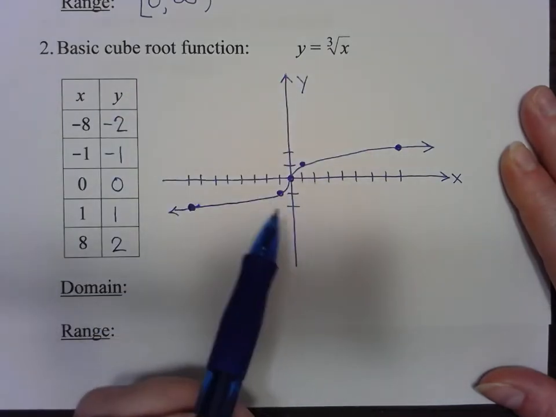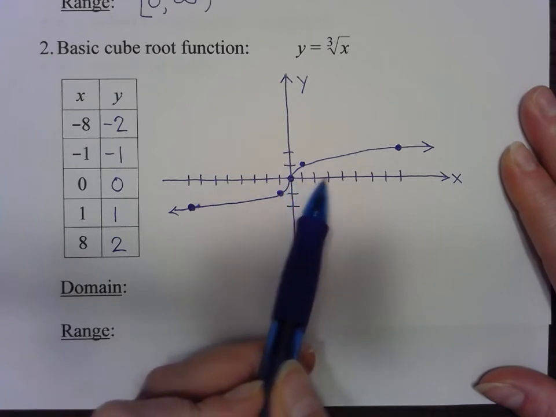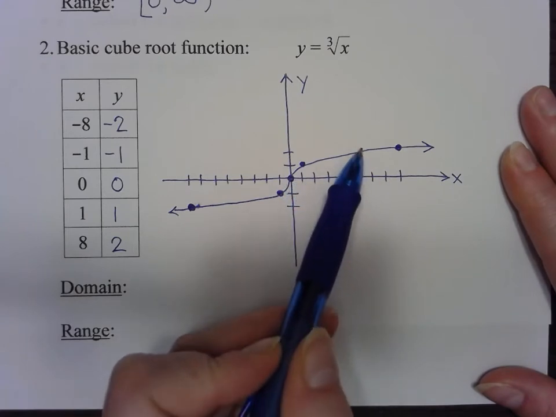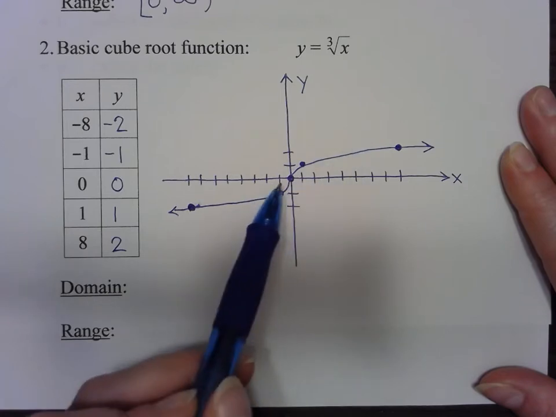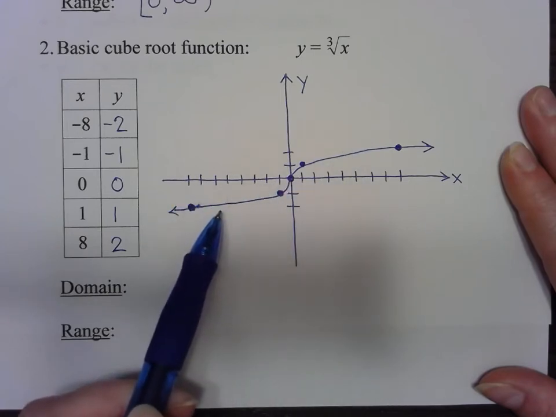This does show that idea that a cube root maintains its sign. So if I put in a positive x, I get a positive y value up here at the top. If I put a negative x, I get a negative y value down here in the bottom.